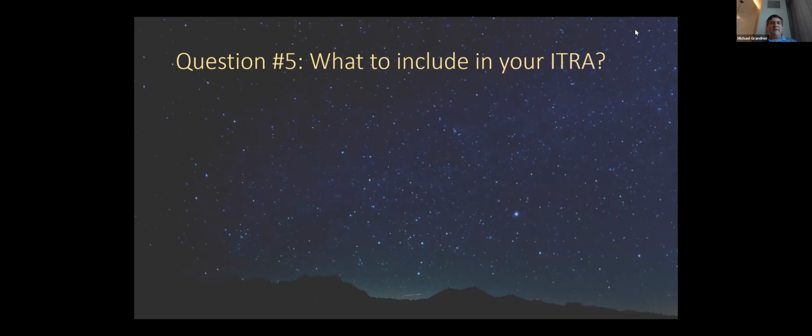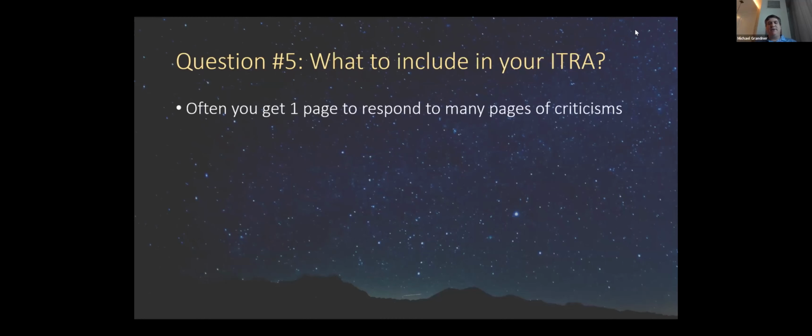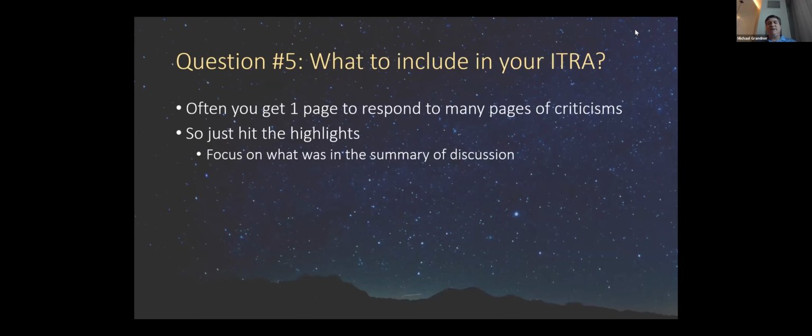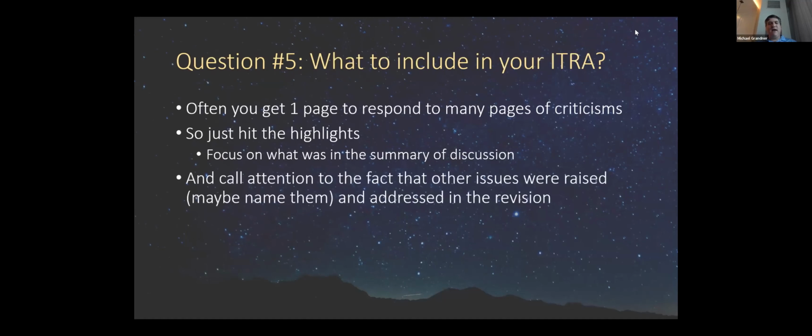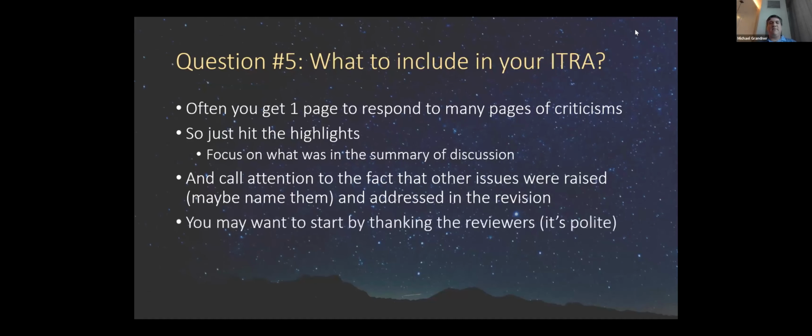Okay, question number 5. What do you include in your introduction? Because you get 1 page to respond to many pages of criticism. So just hit the highlights. Focus on what was in the summary of discussion if you have to choose, because that was the most important stuff. And call attention to the fact that other issues were raised, and maybe name them and address them in the revision. You could say, for example, other issues, including matching, randomization, and power, were raised by reviewers and addressed in the application, but you don't really have time to talk about them in that page.